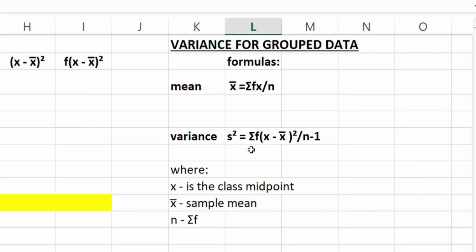In the computation, we'll be using Excel, and here is the formula for variance. Variance is equal to the quotient of the summation of the product of the frequency and the square of the difference of the class mark and the mean, with the difference of the total number of frequency and 1, where x is the class midpoint or the class mark, x bar is the sample mean, and n is equal to the summation of the frequency.